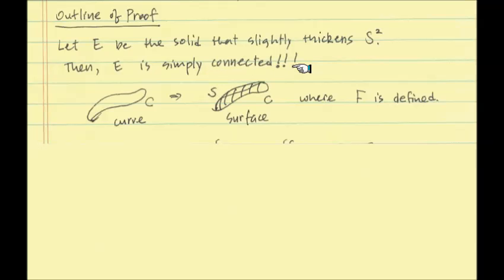Any loop can be contracted to a point, and when you contract it, it creates a family of curves, right? And that generates the surface as we shrink it inside. So that's where we use simply connectedness. Again, start from the curve, and we can construct a surface that has this boundary C, such that the given vector field is defined on it. Whenever we have this situation, we can use Stokes' theorem.